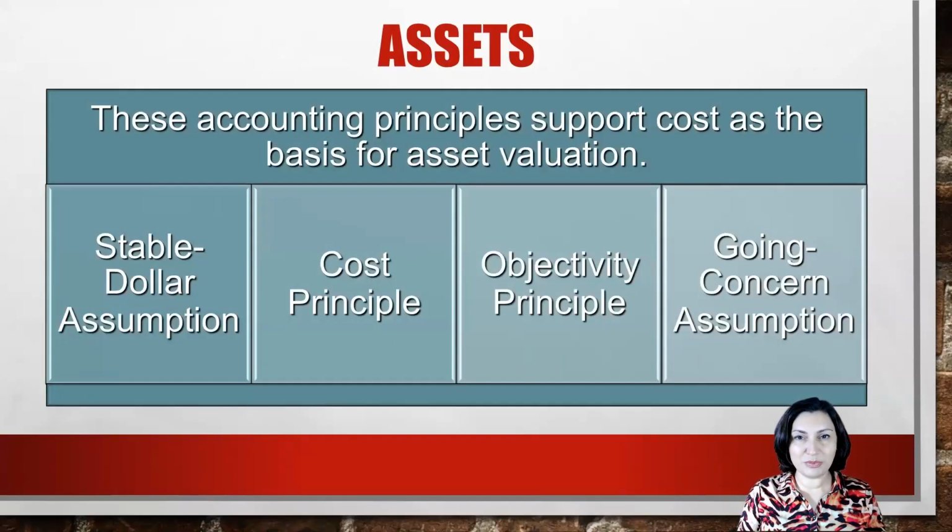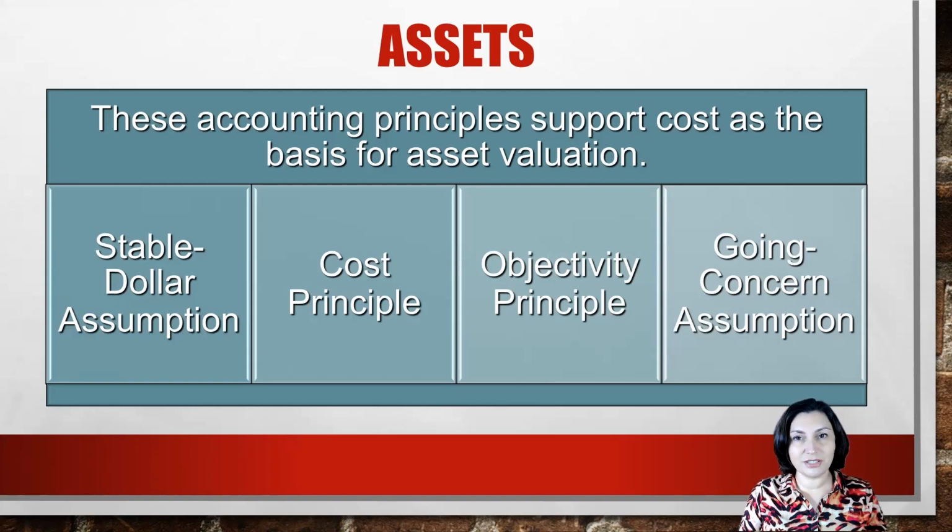The cost principle tells us that accounting information is based upon actual cost incurred. We refer to this as historical cost. The going concern assumption states that in the absence of information to the contrary, the business entity is assumed to continue operations into the foreseeable future.